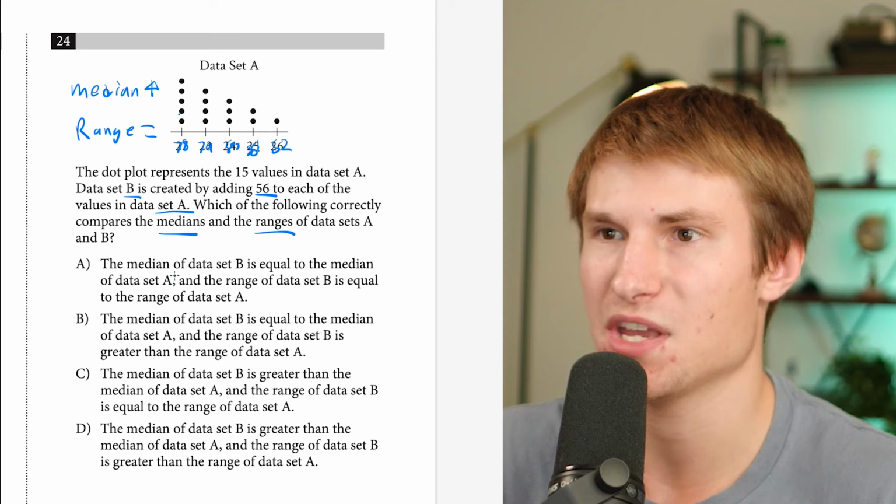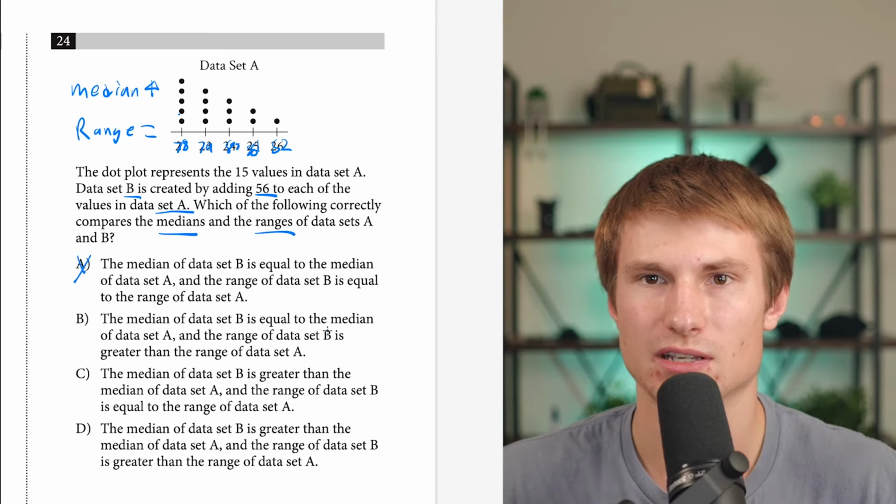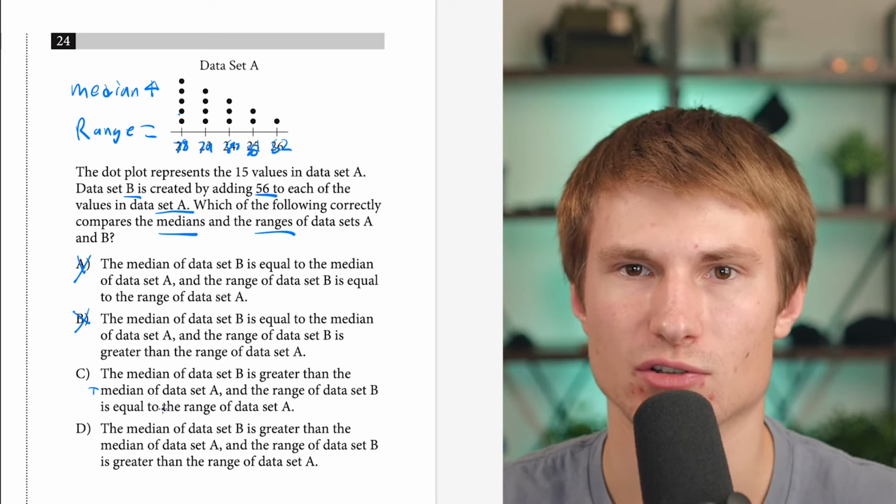We have option A, median of data set B is equal to the median of data set A. No. Option B, median of data set B is equal to median of data set A. No. Median of data set B is greater than the median of data set A. That part's true. What about the next part?